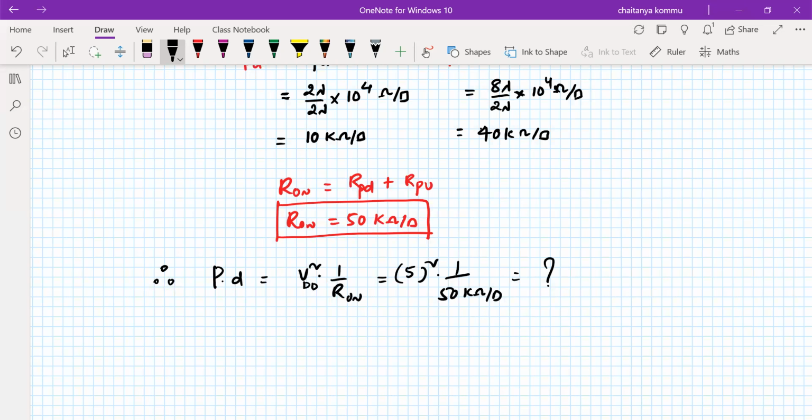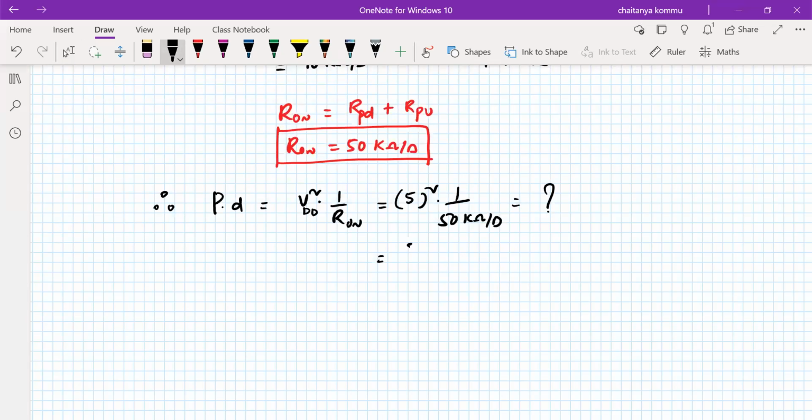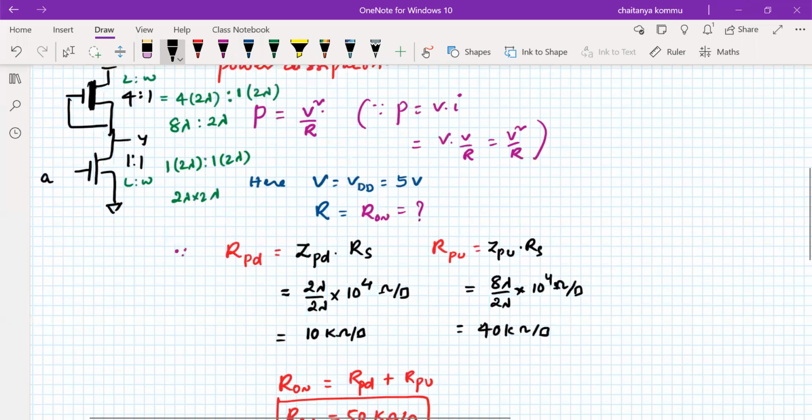Okay, 25 divided by 50, and 10,000. You can do it, I don't want to waste my time. So therefore, this is 25 divided by 50 kilo. So what is this value then? 0.5 milliwatt power. So 0.5 milliwatt it will be. So this is how we have to calculate the power consumed by this one.